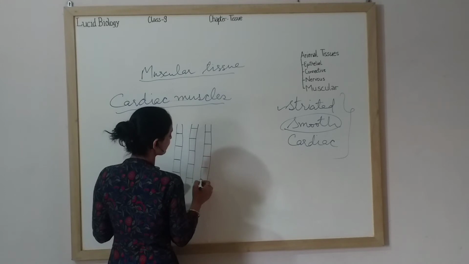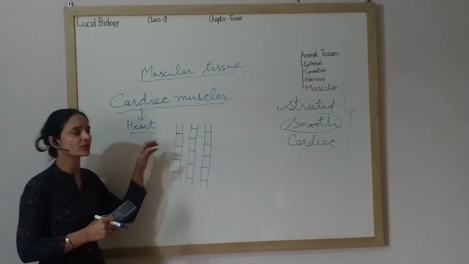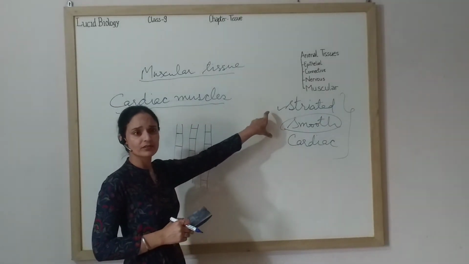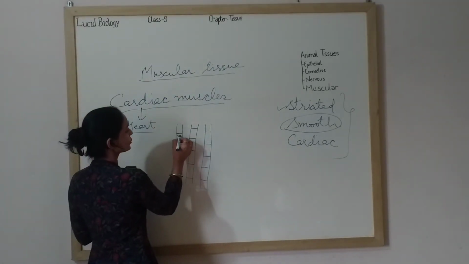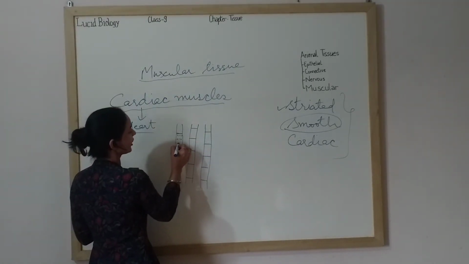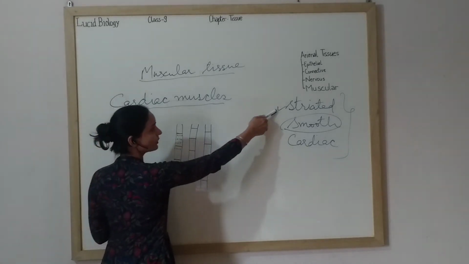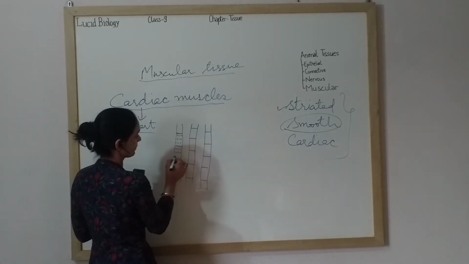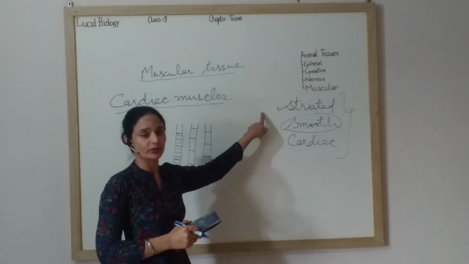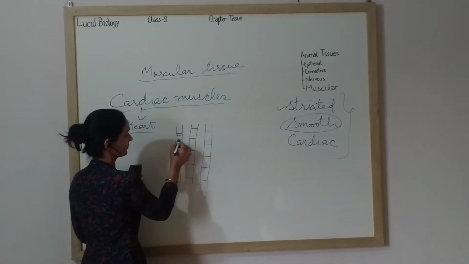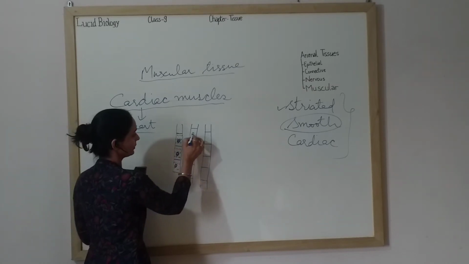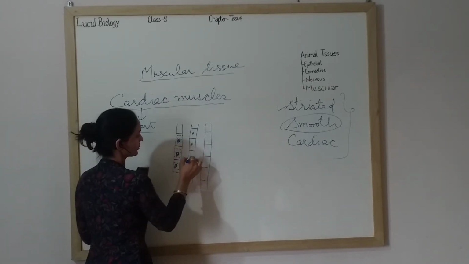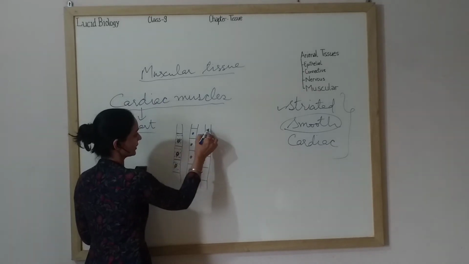Actually, cardiac muscles show characteristics of both smooth and striated muscles. They show characteristics of both. See how? Because they show alternate light and dark bands, which is a characteristic of striated muscle. But like smooth muscles, they are not multinucleated. They are uninucleated. Each cell has only one nucleus, and they show striation. The nucleus is central.